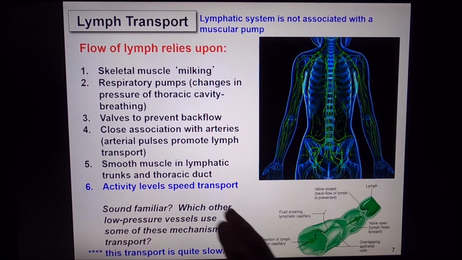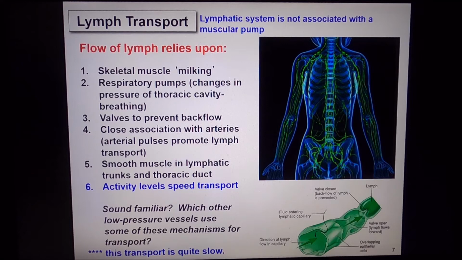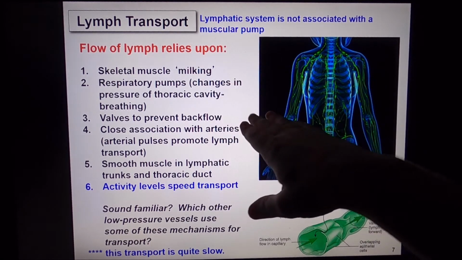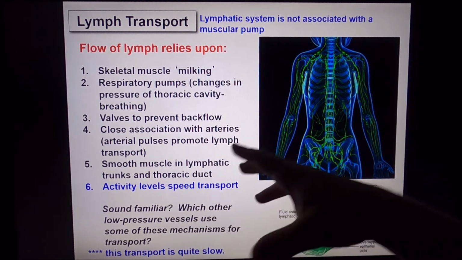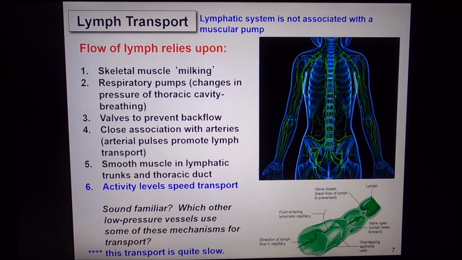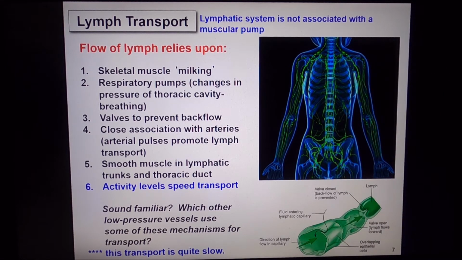And of course, any increased activity levels will certainly speed up lymphatic transport. The idea is if you start to get up and run around, then your skeletal muscles will be pumping more, your respiratory pump will be working more, your arterial network will be pumping more, and all these things help to move lymph back towards their interaction points with the cardiovascular system. But again, making a point here, this system is quite slow. And the reason it's slow is because we want lymph to travel slowly through your lymph nodes so that anything in there can be dealt with in a timely fashion.